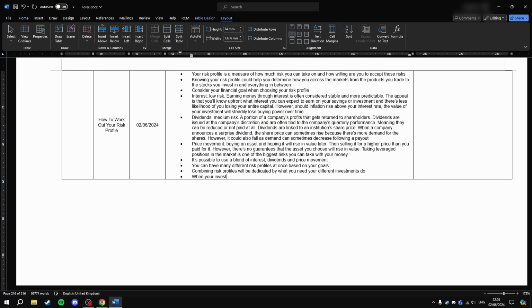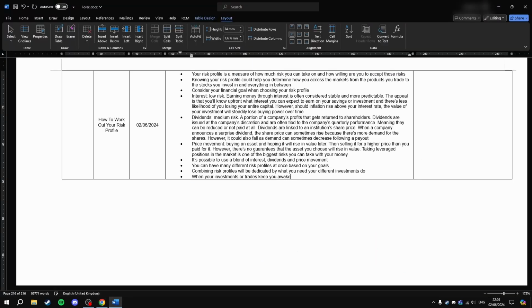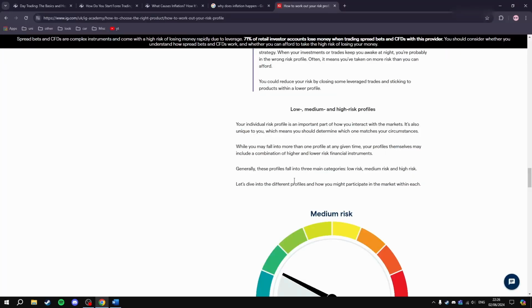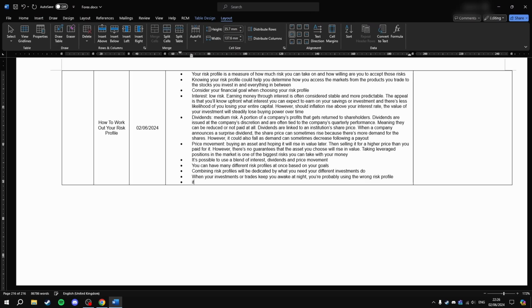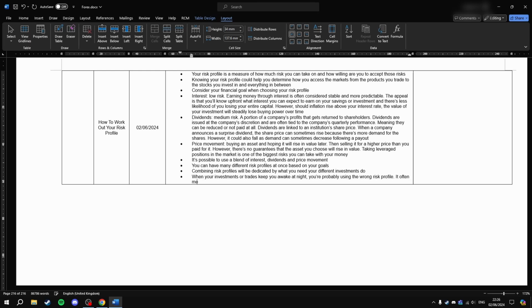When your investments or trades keep you awake at night, you're probably using the wrong risk profile. It often means you're taking on more risk than you can handle.